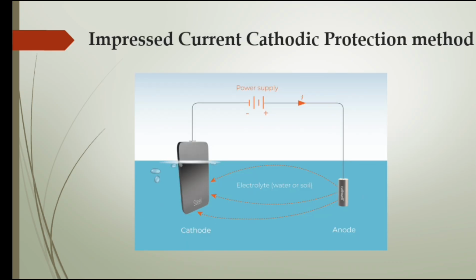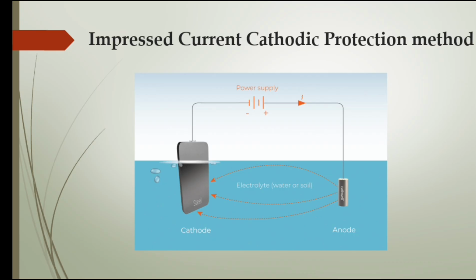See this diagram. Here, the positive terminal is connected to the anode. Here, the anode is nothing but a graphite rod which is immersed in a backfill. Backfill is nothing but a mixture of coke, gypsum, and sodium sulfate. This is used to provide an excellent electrical contact with the soil. Then the negative terminal is connected to the metal to be protected.